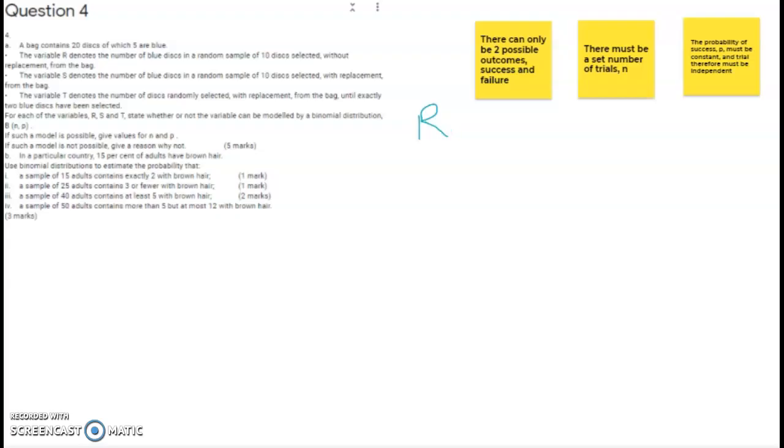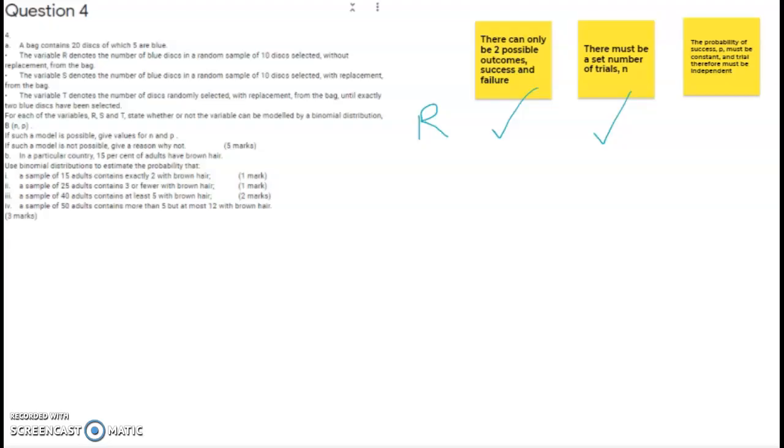Are there 2 possible outcomes for R? I'm looking at how many blue discs I get. Therefore, I do have a success and a failure. Success is a blue disc, failure is not. Tick. There must be a set number of trials. It tells me there's going to be a random sample of 10 discs selected. So n for this question is 10. Tick.